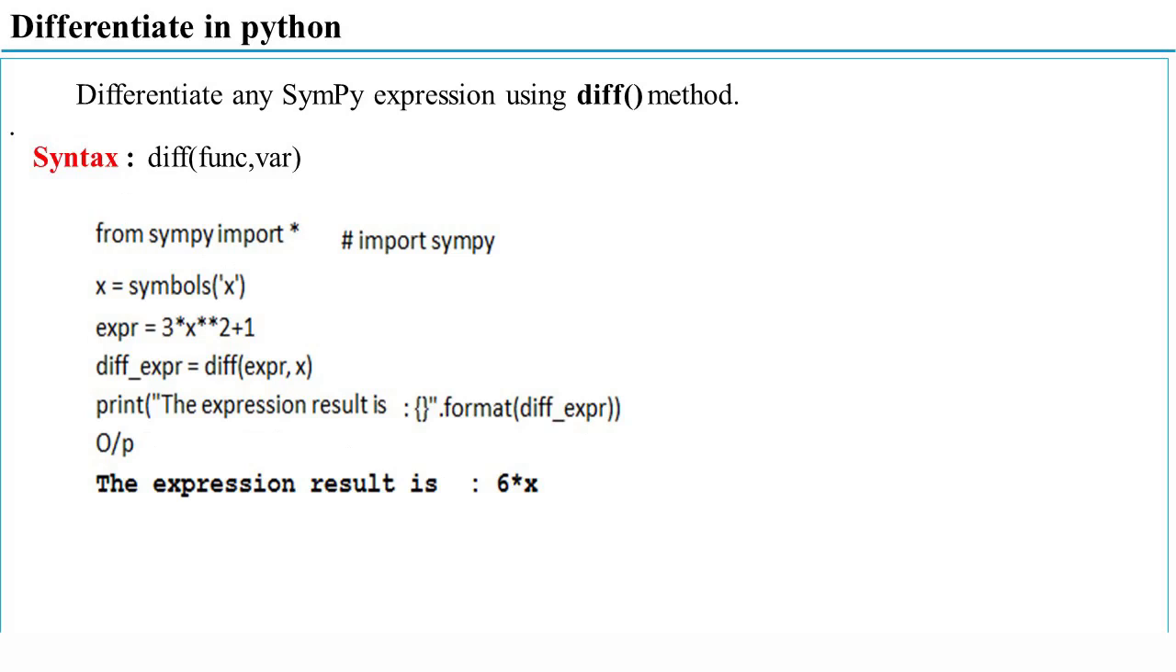Differentiate any SymPy expression using the diff method. This is differentiation in Python. The diff function takes the function and the variable. When you give a function and the variable, it will differentiate and give the value. The example given is 3x square plus 1. When you differentiate 3x square plus 1, the result we obtain is 6x.